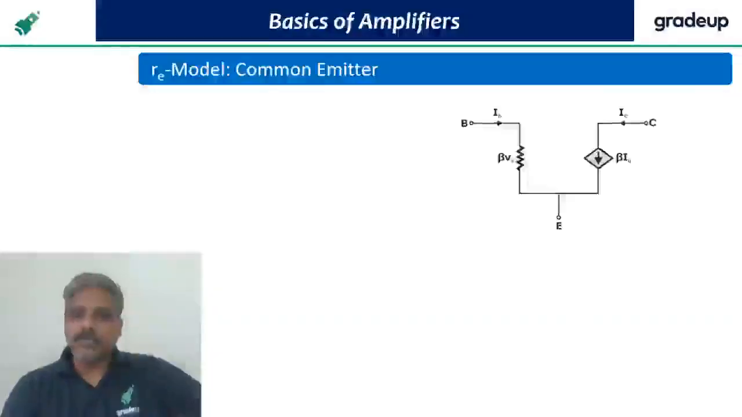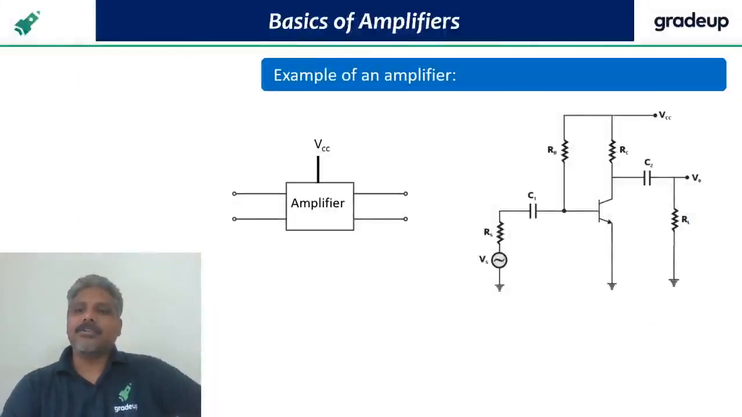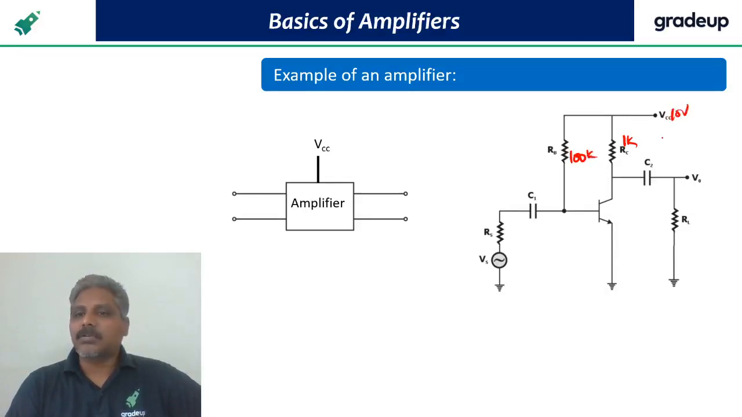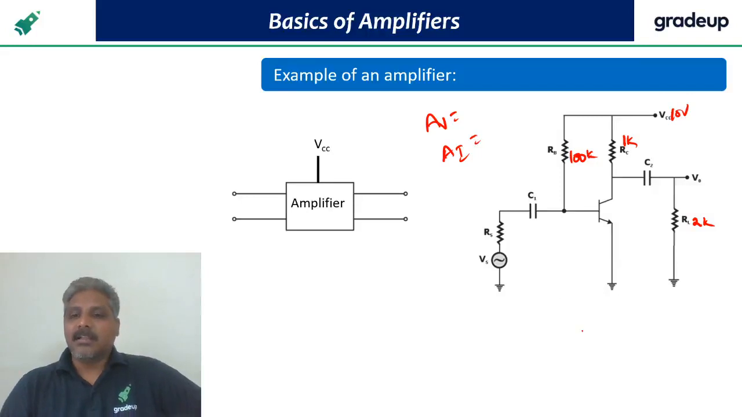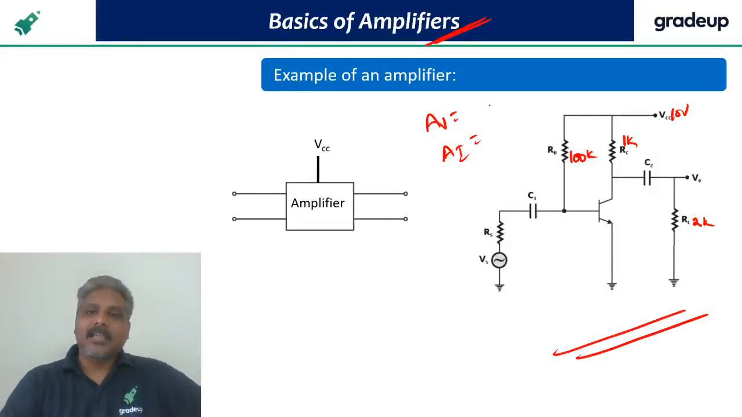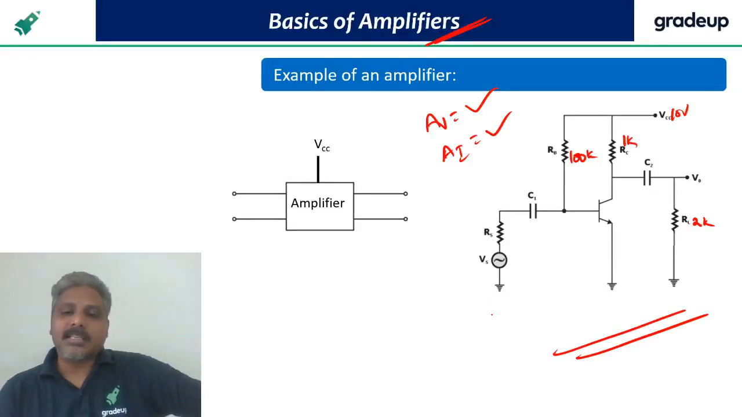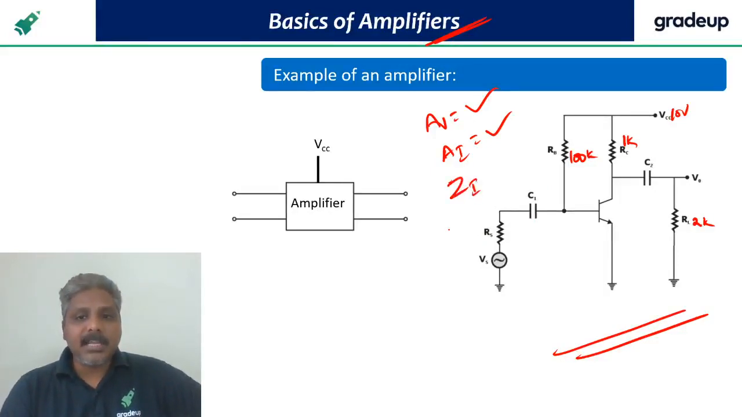Suppose, guys, if I show you this circuit, and if I say this is 1K, and this is 100K, this is let's say 10 volts, and this is 2K, and if I ask you what is the voltage amplification here, what is the current amplification here, it is very difficult now for you. But let me complete the amplifiers, and I'll ask you the questions on this. Then without putting pen and paper, you will tell the answer, how much is AI, AV, how much is Zi, how much is Zo, all these things you will be able to tell me.